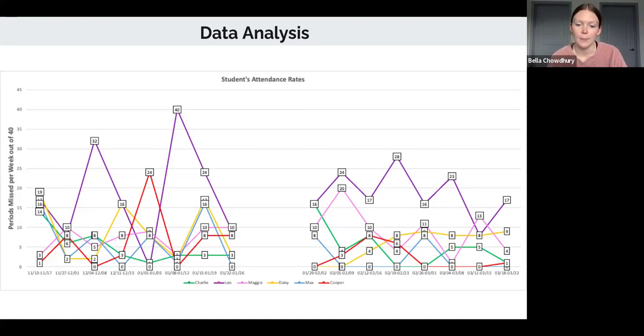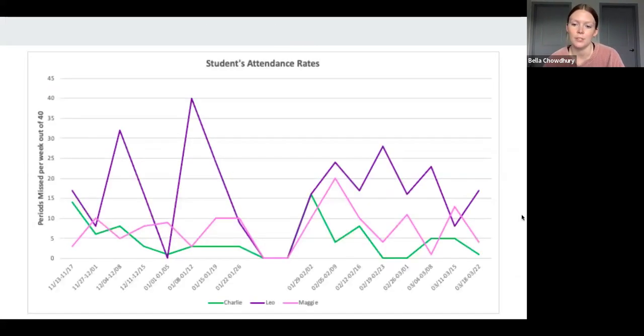And then at the bottom, the students are identified by names pulled from the top pet names in 2023, just for confidentiality. And so here we can see some differences. On our y-axis, we have how many periods out of 40 were missed per week. Because there is a lot going on, I did break it up into two smaller line graphs to be able to see it a little more clearly.